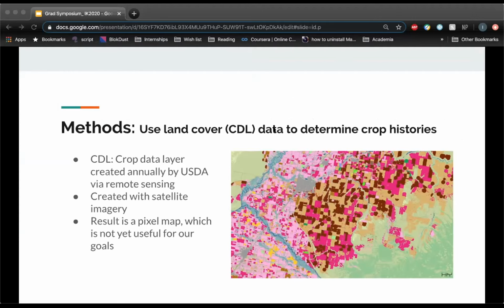So to reach my first objective, I'm working with CDL data, a crop data layer that's created annually by the USDA via remote sensing. Essentially, they're taking satellite imagery and classifying the landscape based on what's growing there. The result is a pixel map, and in the current raster or pixel form, the data is not all that useful to us because we need to define the field management units to answer our questions. So the first task involves defining field boundaries and setting up these field management units.